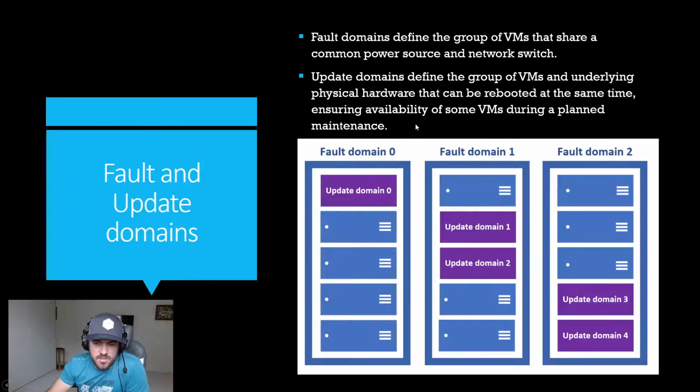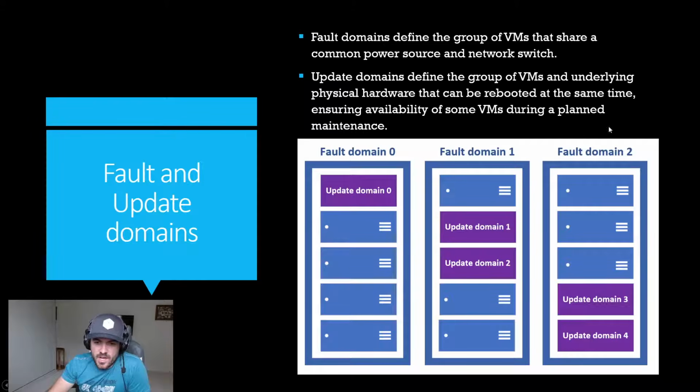They define the groups of VMs and underlying physical hardware that can be rebooted at the same time, which basically means that you'll always have at least some VMs available within a fault domain, rather within your rack, within the Azure Data Center. You'll always have something available to run your application, right?